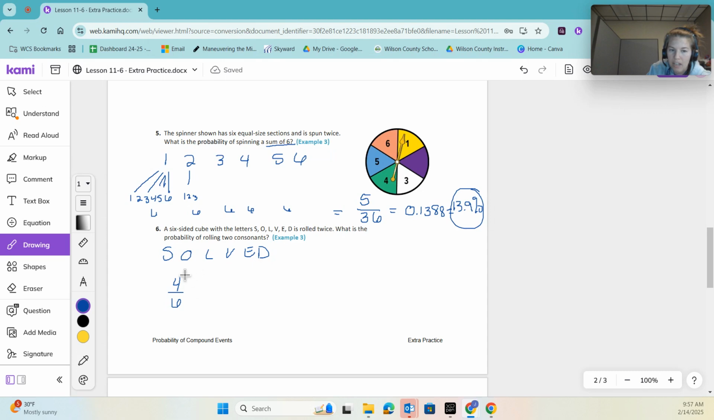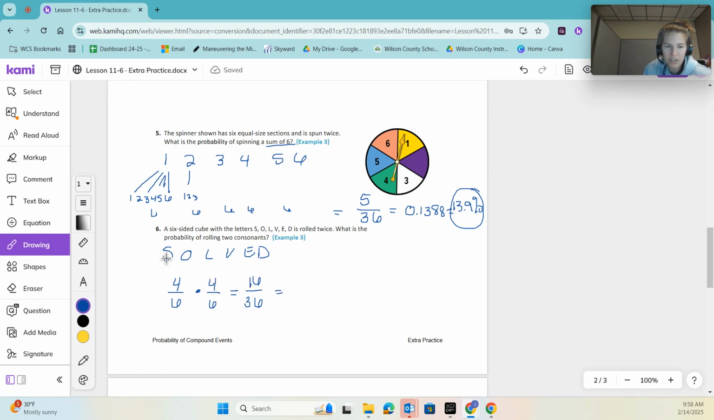So I have 4 out of 6 that are consonants. Then when I roll these again, I'm going to have another 4 out of 6 that are consonants, okay? Then I can just multiply my simple probabilities in order to equal my compound probability. 6 times 6 is 36, which is 36 possible outcomes, which we know is true because of the one we did above. And then 4 times 4 would make 16.